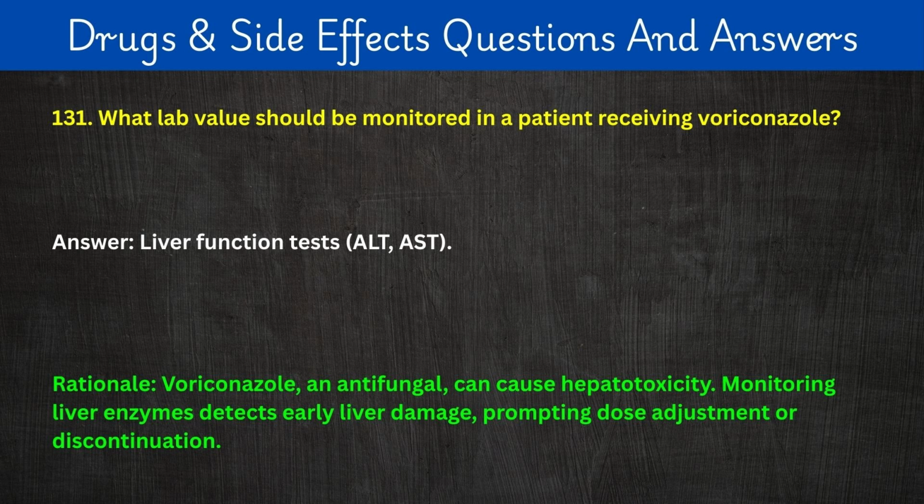131. What lab value should be monitored in a patient receiving voriconazole? Answer: liver function tests, ALT/AST. Rationale: voriconazole, an antifungal, can cause hepatotoxicity. Monitoring liver enzymes detects early liver damage, prompting dose adjustment or discontinuation.